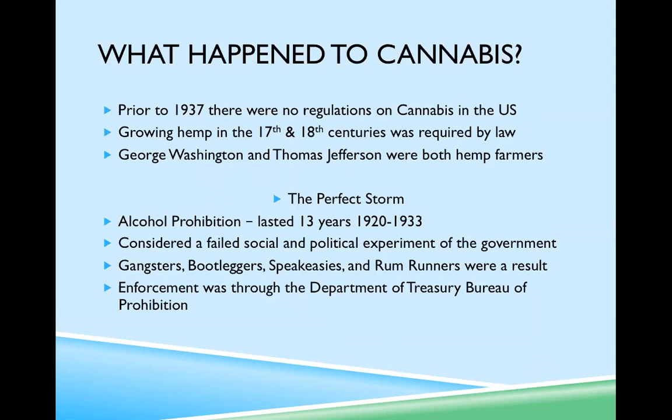Along came alcohol prohibition. This lasted 13 years. It went from 1920 to 1933. This was considered a failed social and political experiment of the government. As a result of Prohibition, we saw the rise of gangsters, bootleggers, speakeasies, and rum runners. In order to enforce Prohibition, the Department of Treasury created the Bureau of Prohibition. These were the people that tried to enforce Prohibition. Well, when Prohibition ended, there was a whole bureau of people that were out of work.